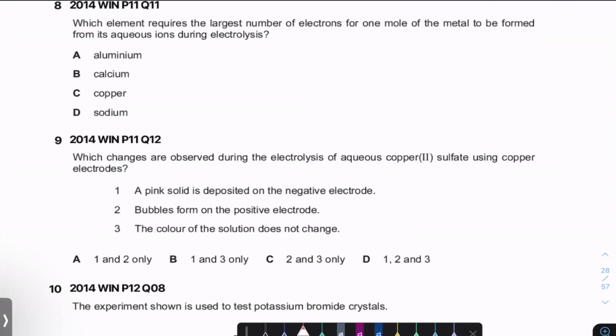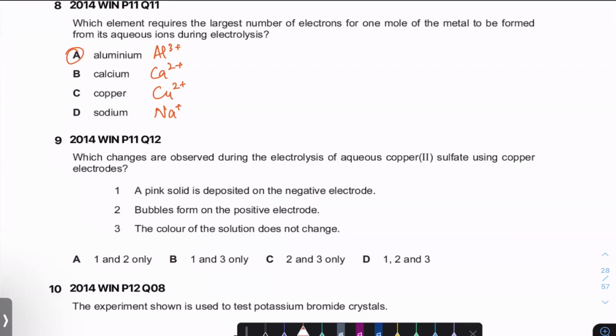Which element requires the largest number of electrons for 1 mole of metals to form from its aqueous ions? Okay, ions को देखते हैं. Aluminum is Al3+. इसका मतलब इसको 3 electrons चाहिए. There are 3 moles of electron for 1 mole of aluminum. This is calcium, copper is copper 2, and sodium is this. So clearly we can get it from the periodic table that it will be aluminum. It needs the highest number of electrons.